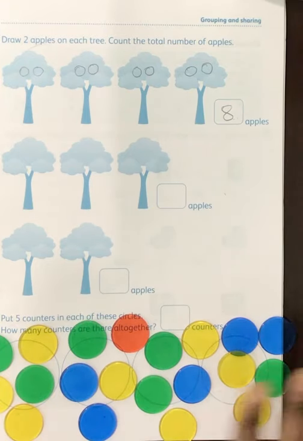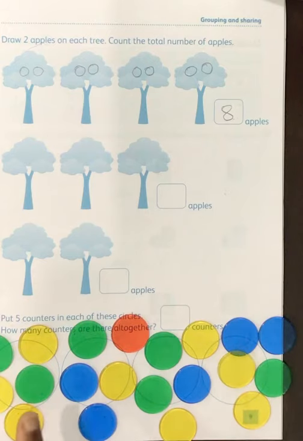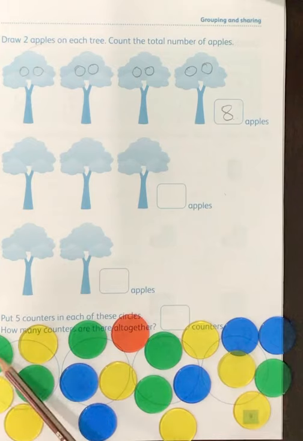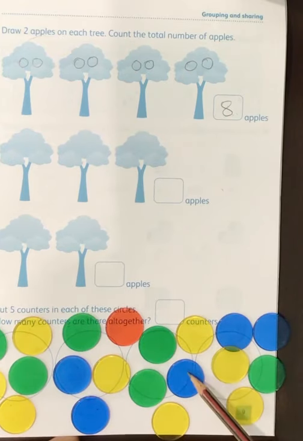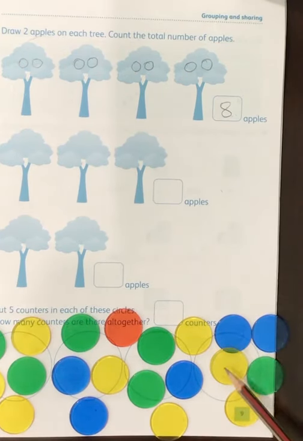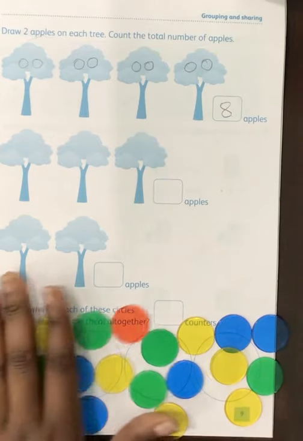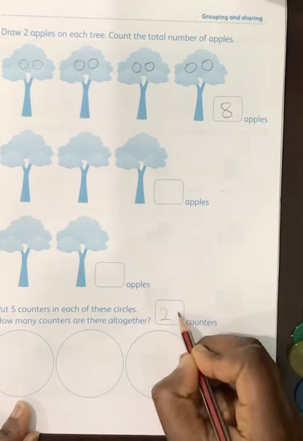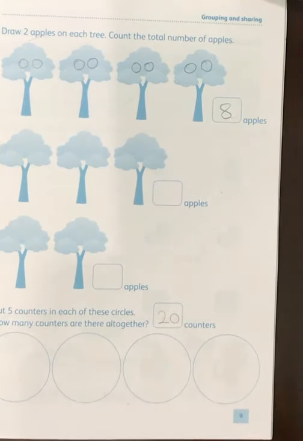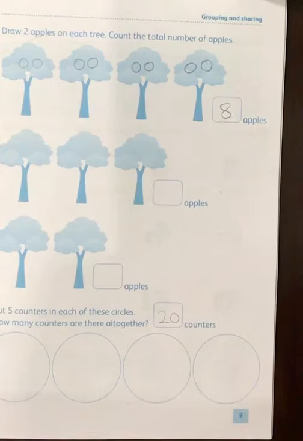Now let's go. Normally, if you have to count in groups, you're going to count the numbers of 5s. 5, 10, 15, 20. But I know that will be a bit difficult for you, so you can still count in ones. 1, 2, 3, 4, 5, 6, 7, 8, 9, 10, 11, 12, 13, 14, 15, 16, 17, 18, 19, 20. So all together is 20 counters. You have to do all this exercise at home, okay? Thank you.